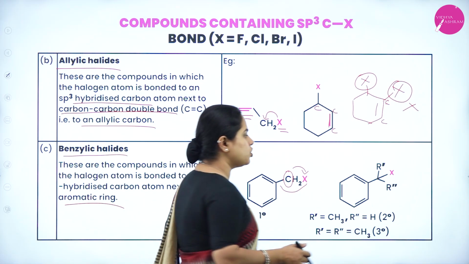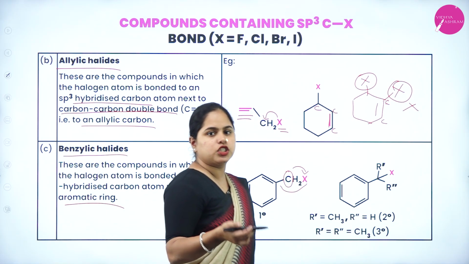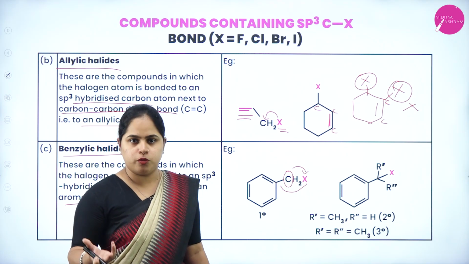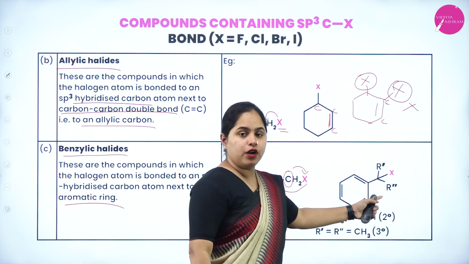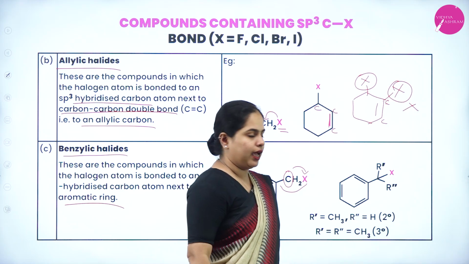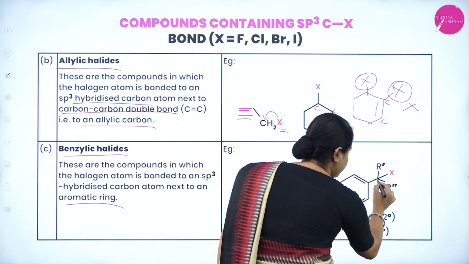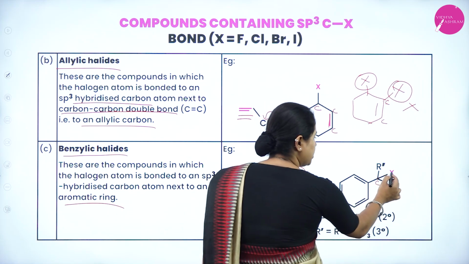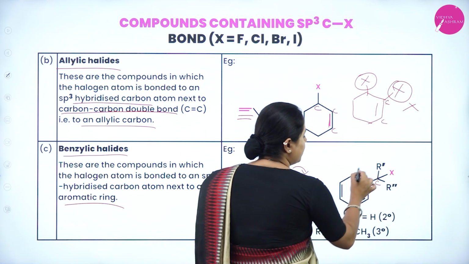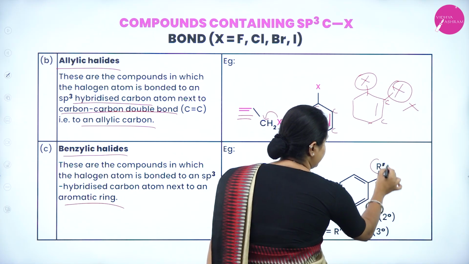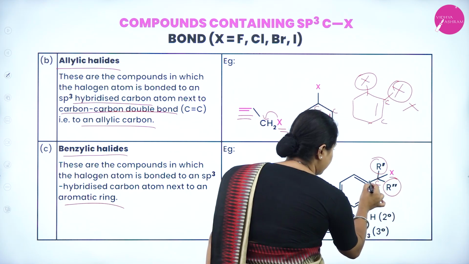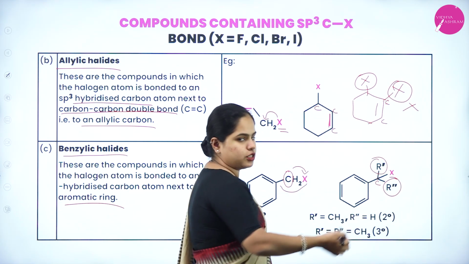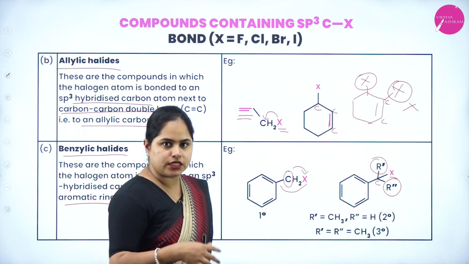Here also it can be primary, secondary or tertiary based on the alkyl groups which are present. So this is an example of a tertiary benzyl halide. Why? The carbon atom at this junction is a carbon atom, right? The halogen is attached to this carbon atom, which is further attached to one alkyl group, a second alkyl group, and the third, a whole aryl group. So basically it is further attached to 3 carbon atoms.